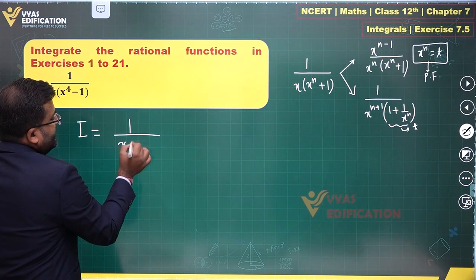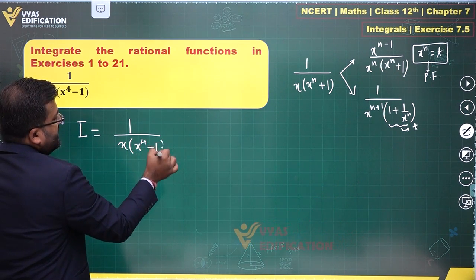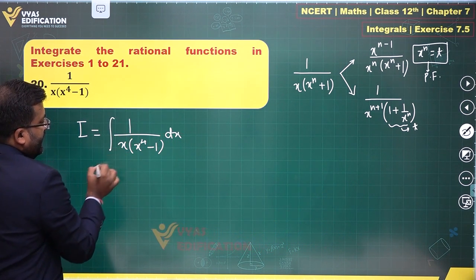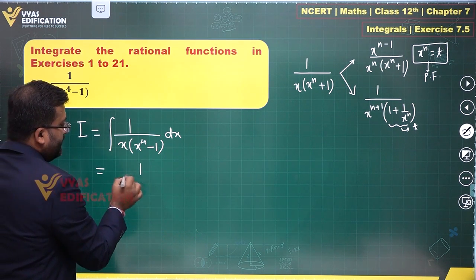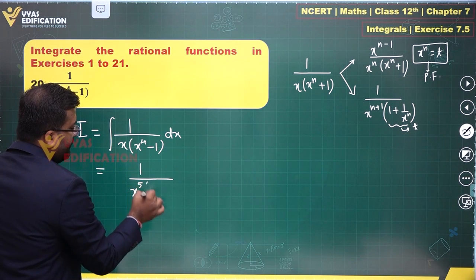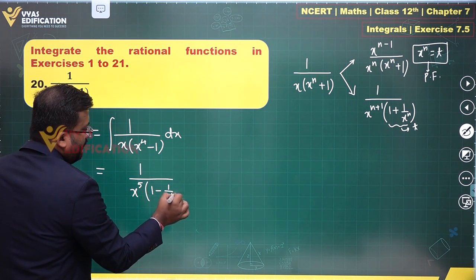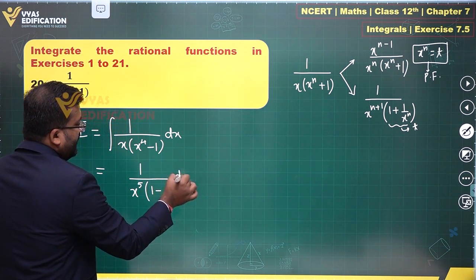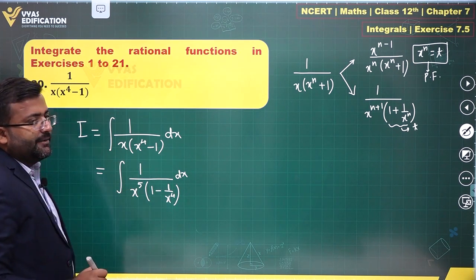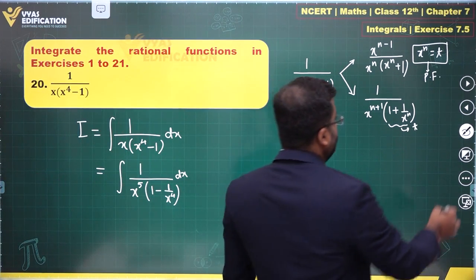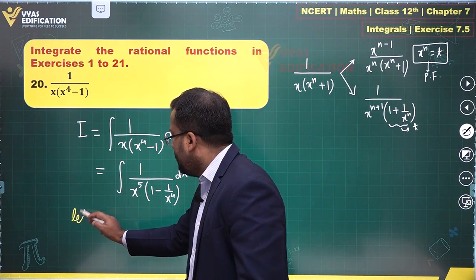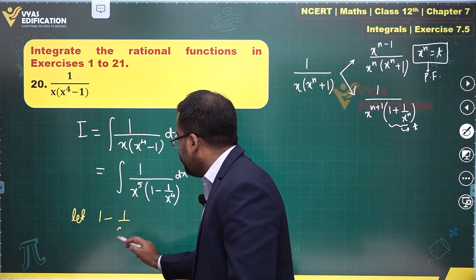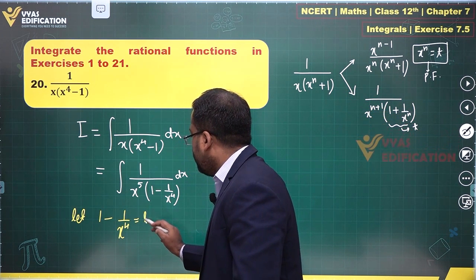1 upon x times x power 4 minus 1 dx, this is what I want to integrate, and yes, I can take out x power 4 common in the denominator. So this becomes x power 5 times 1 minus 1 upon x power 4, with respect to x. This is what you want to integrate. And now the substitution that we're looking forward to is this. Let 1 minus 1 upon x power 4 be equal to t.